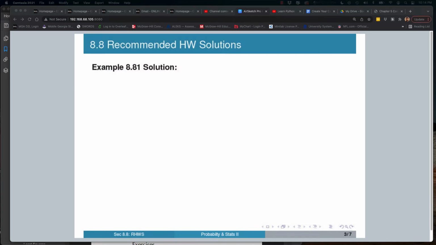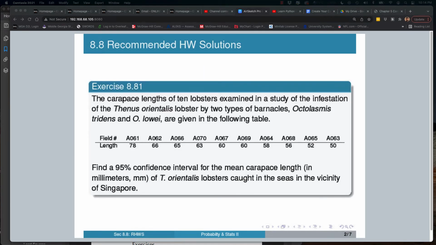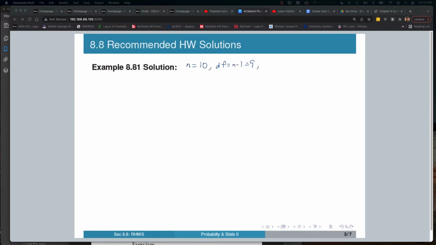So example 8.1 here, we were given some information. We know the sample size, based on the number of values in that data set, was 10, and that tells us the degrees of freedom, which is n-1 for a t distribution, is equal to 9. The reason why we're using the t distribution is because I only have 10 values. It's way smaller than 30, so we're going to assume this is a small sample size. That's why we're doing a t. The confidence level they want us to do is 0.95, so a 95% confidence interval.